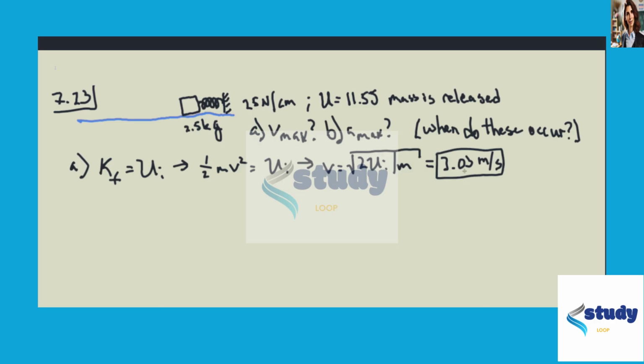Now this happens when all of the potential energy has been converted into kinetic energy, and so this happens when the block leaves the spring and is the speed forever after that, because it will move at a constant velocity because there's no friction. But the first point in time when it achieves this speed is just as it's leaving the spring. So when the block leaves the spring.